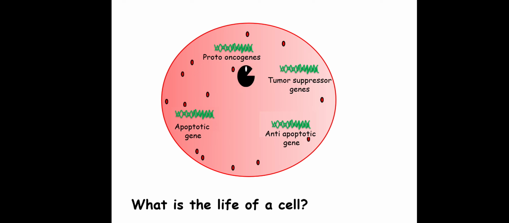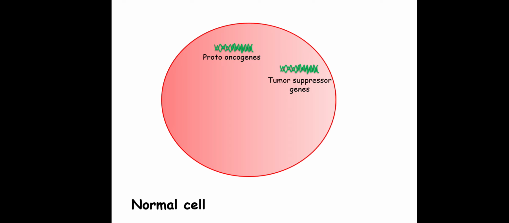Whereas anti-apoptotic gene will be releasing some kind of product, and as long as these products are being released, the cell will be surviving. Now, for a cell to normally function, they must have a functional proto-oncogene and tumor suppressor gene, which will determine the speed of proliferation. And they should also have an appropriate balance of activity of anti-apoptotic gene and apoptotic gene, which will determine the survival of the cell.